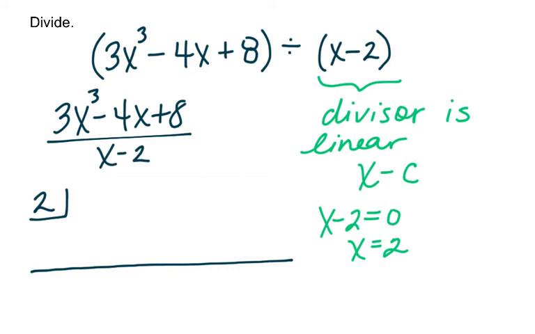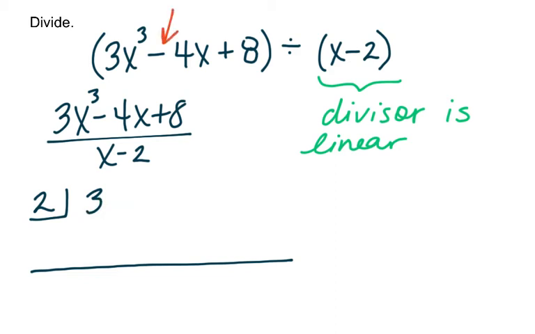Now we're going to just list the coefficients of what we're dividing into. So our coefficients would be a 3. Then notice we're missing an x squared term, so you do need to include a 0 for the x squared term that's missing. And then negative 4, and we end with the constant, which is positive 8.